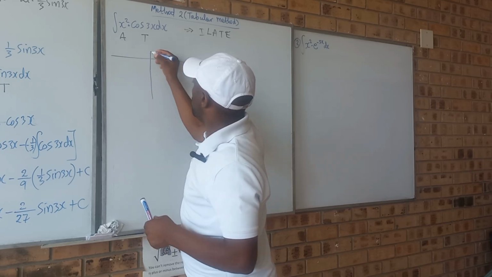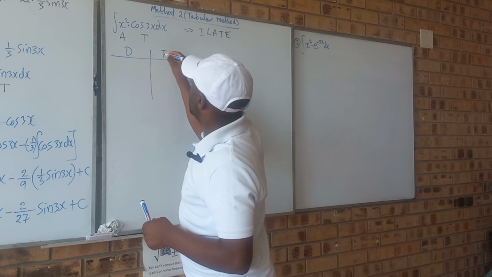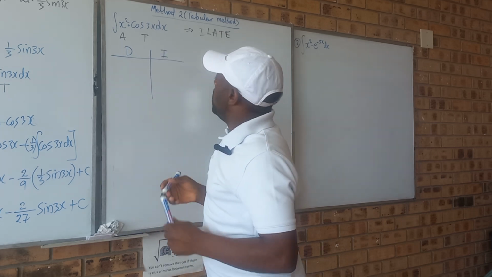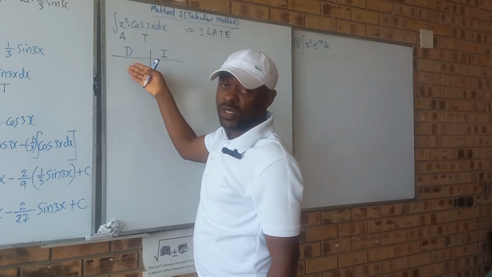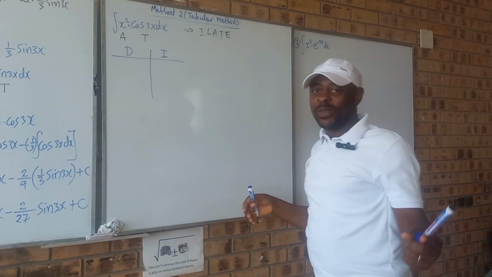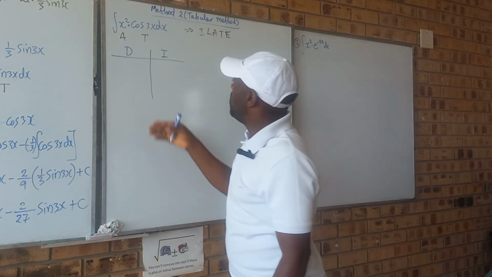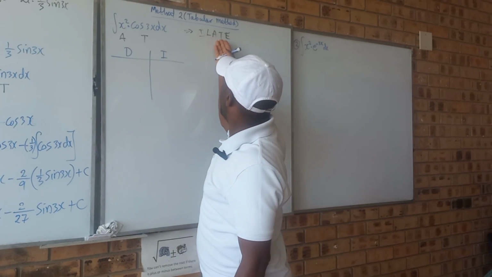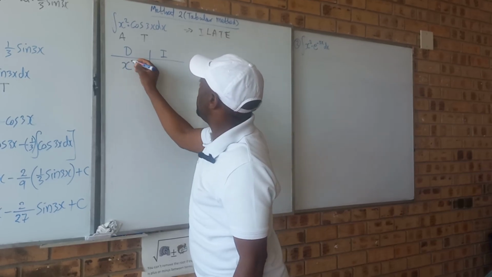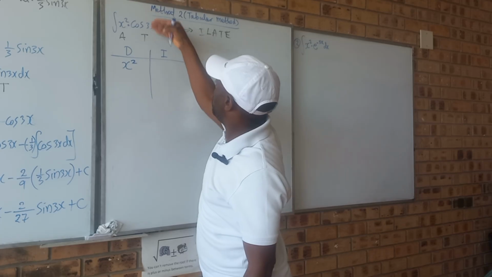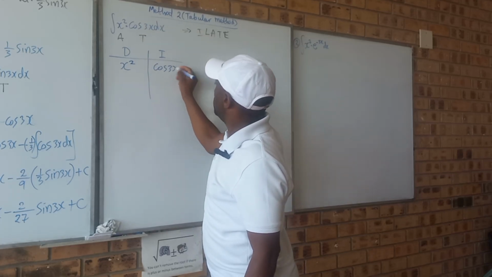So whenever you are very sure, there is a tabular method where all you need to do is create a table. You see, this is my table. I'll put differentiation here and I'll put integration here. The person that comes first, you put that person under differentiation. The person that comes later falls under integration. So because in ILATE, algebra is coming first, it means algebra will be here. Then the person who comes second falls under integration. So I'll call this cos 3x.